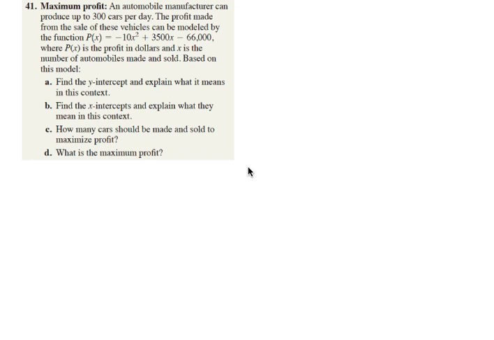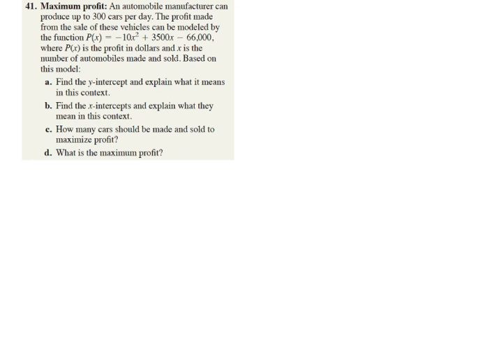And so we'll take a look at how do we find the maximum of a curve, and in this particular example, maximum profit. So an automobile manufacturer can produce up to 300 cars per day. The profit made from the sale of these vehicles can be modeled by the expression P of X, where P of X is the profit in dollars and X is the number of automobiles made and sold. So based on this model, we want to find the y-intercept and explain what it means. Find the x-intercept, explain what it means. How many cars should we make to maximize profit, and if we've sold that, what is our maximum profit?